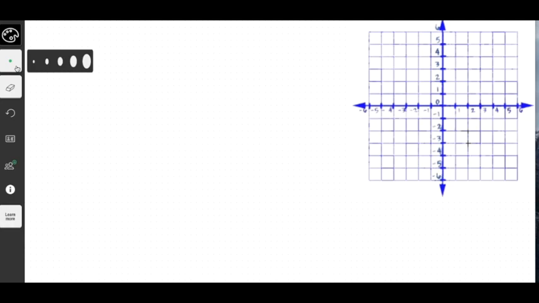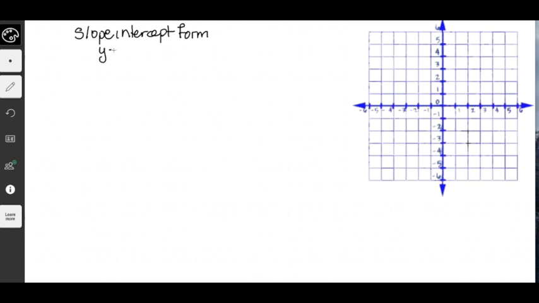Let me ensure I get my pencil. So this is your slope-intercept form, right? Please excuse my handwriting if it's not perfect. Slope-intercept form is y equals mx plus b. And our standard form, as we had seen earlier, is ax plus by is equal to c.